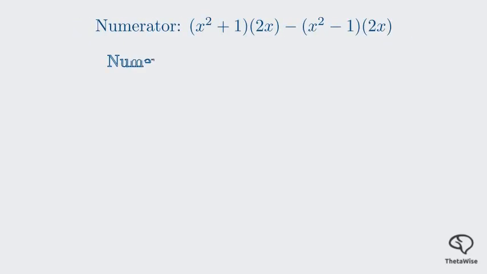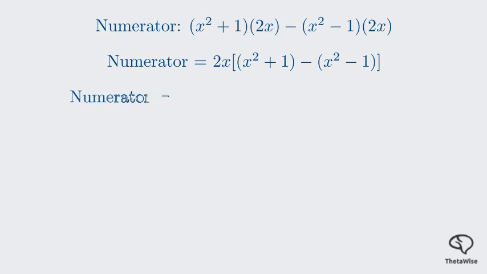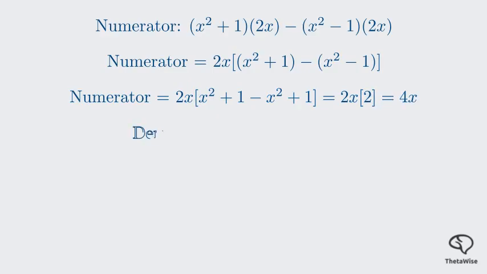Factoring out 2x, we get 2x times the quantity (x squared plus 1) minus (x squared minus 1). Remember to distribute that negative sign carefully. Inside the brackets, x squared minus x squared is 0. 1 minus negative 1 is 2. So the numerator simplifies to 2x times 2, which is 4x. So the derivative of the inside is 4x divided by the quantity (x squared plus 1) squared.